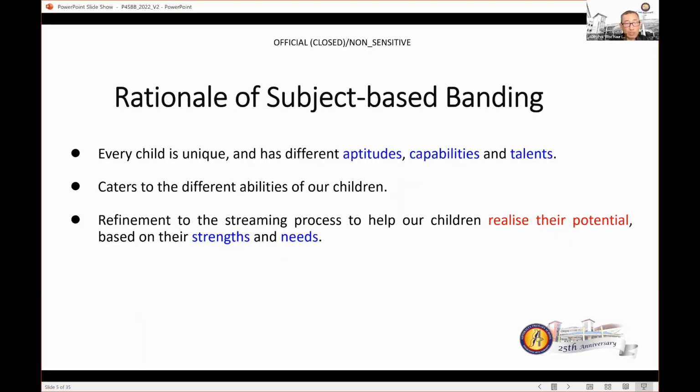All right, so some of the rationale and thinking at MOE level is that each child is unique, different in terms of their aptitude, capabilities, and talents towards the different subjects, and subject-based banding caters to the different abilities of our children. This refinement, as compared to the past EM1, EM2, EM3, is actually better in terms of how we customize the different subjects at different levels for each individual child.